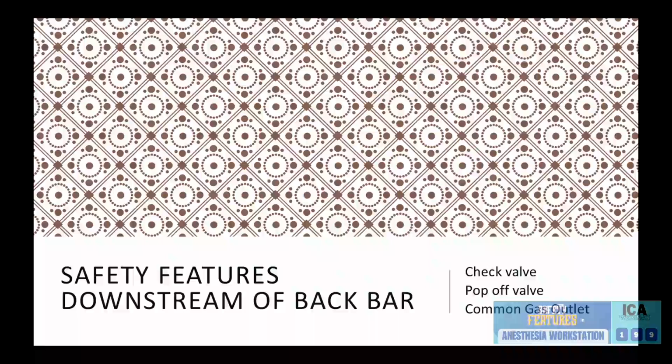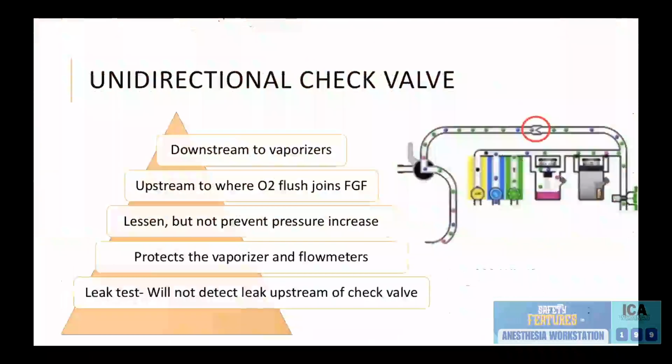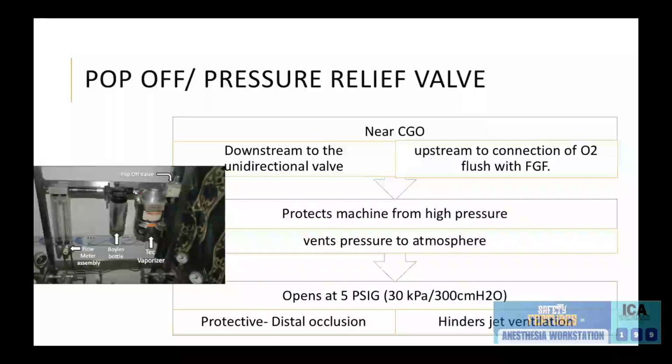What are the safety features downstream of the back bar? There is a check valve, a pop-off valve, and a common gas outlet. The check valve lessens, but does not prevent, pressure increase. See, it is downstream to the vaporizers. It protects the vaporizers and the flow meters, right? The pop-off valve is at the extreme right, and it is a spring-loaded valve. Whenever the pressure is high because of distal occlusion, it opens. At 5 psig or at 300 centimeters of water, it pops open. That is why the name pop-off valve.